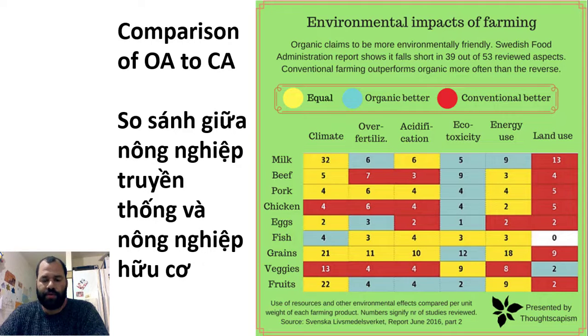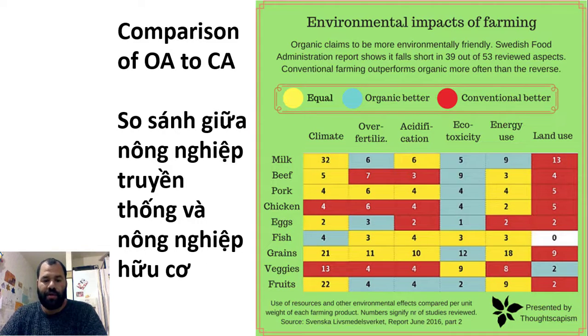So now we ask the question, what kind of agriculture is better, organic or conventional? A lot of people have tried to answer this question, and in an example that you will see right now, the Swedish Food Administration pulled together a lot of different studies and research done over the years, trying to decide what kind of farming approach is better.